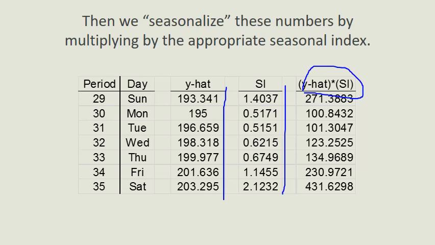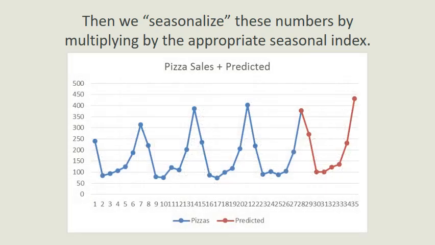So let's add these predictions to our original data set and look at the graph. The original data is in blue and the predicted values are in red. And it looks very reasonable. We have successfully extended the long-term trend and the weekly cycle to make a strong prediction for the sales 1 week into the future. Let me just make one quick comment on extrapolation.